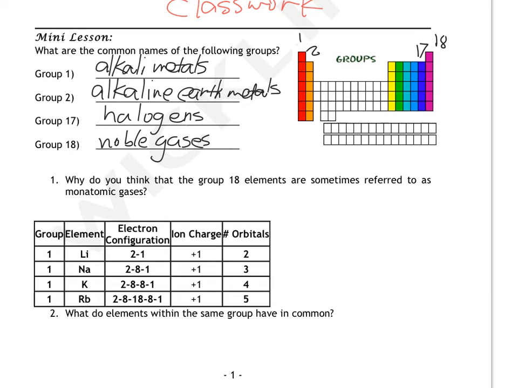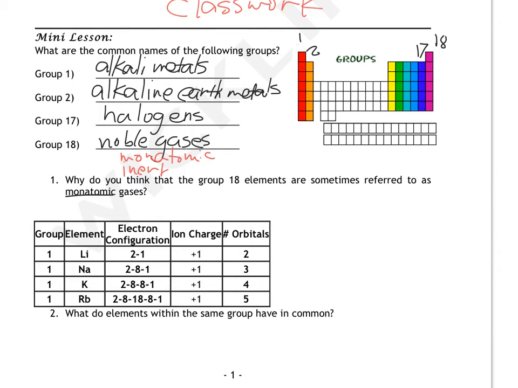All right, why do you think that the group 18 elements are referred to as monatomic gases? So monatomic is another name along with noble. I'll go ahead and write the others in as well. So sometimes they're called monatomic gases. And actually sometimes they're referred to as inert gases.